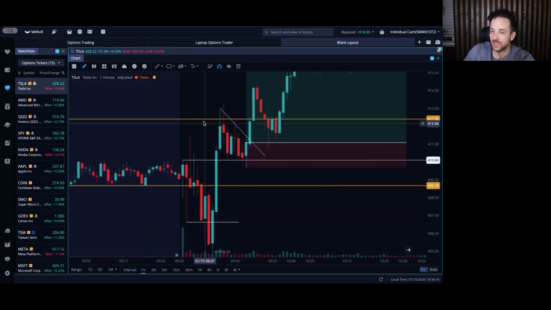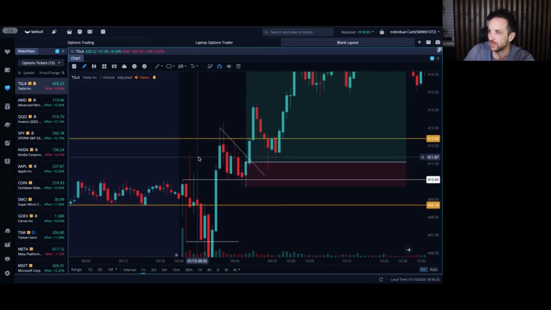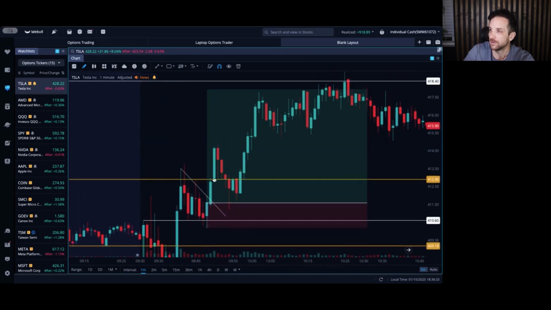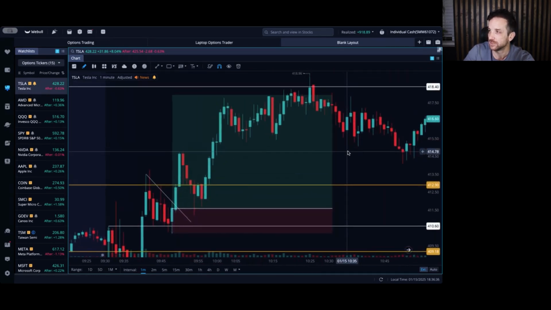When it comes to which level I'm going to take a trade off of, it really depends on the price action based on the level. For example, I could have waited for price action around the pre-market high, but I also know that I can mark out these other areas of liquidity and potentially get in a little bit early or have a different risk profile on these particular trades.